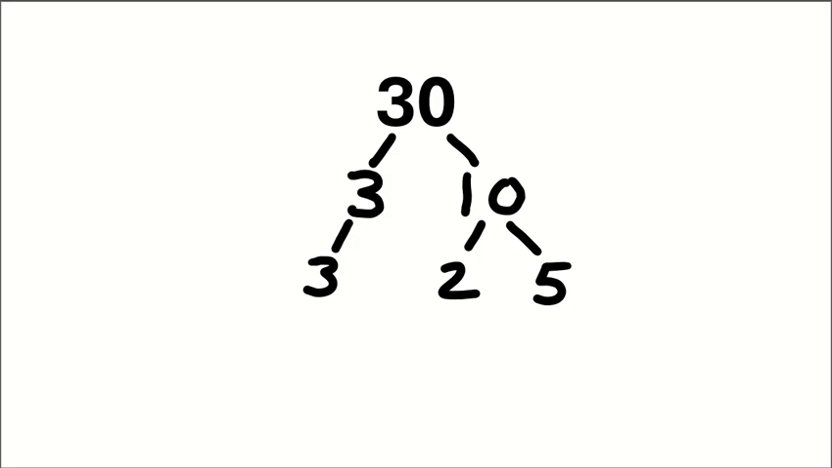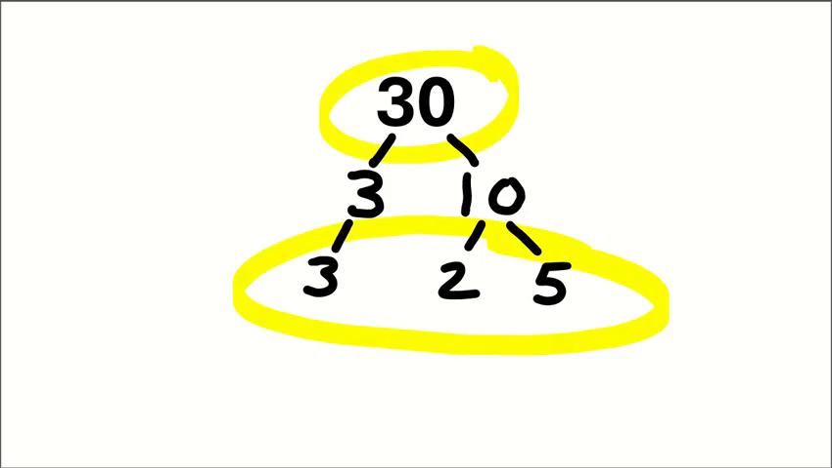And oh, looky here, we have nothing but prime numbers on the bottom, which means that we have found the prime factorization of 30, providing, of course, those numbers on the bottom multiply together to equal 30. 3 times 2 is 6, and 6 times 5 is 30. The prime factorization of 30.